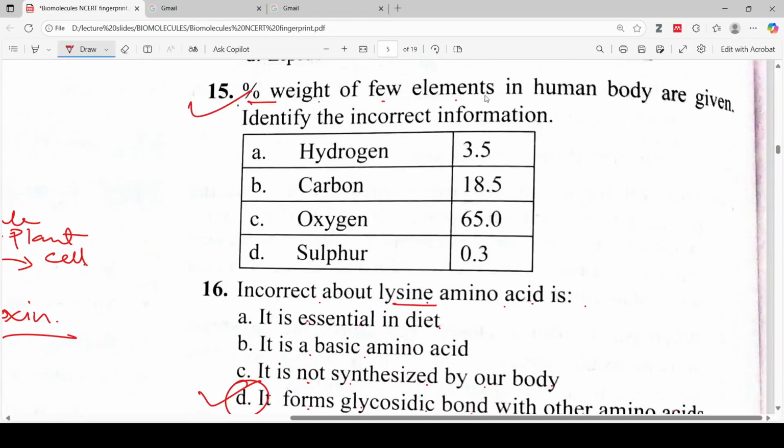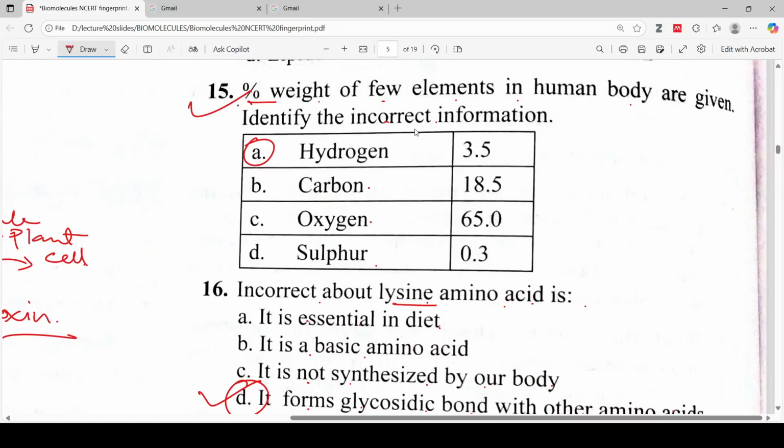Percentage weight of a few elements in the human body are given. Identify the incorrect information: hydrogen, carbon, oxygen, and sulfur. So here the incorrect option will be option A.